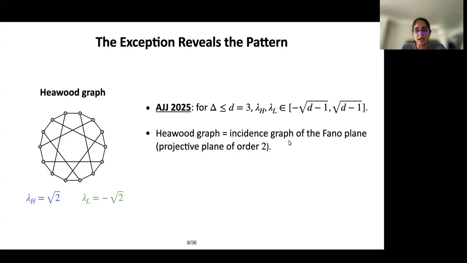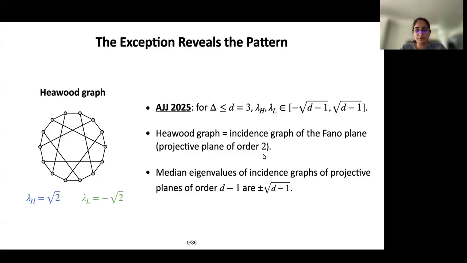Another thing I would like to point out is that this Heawood graph actually sits in a family of graphs called the incidence graphs of projective planes, and the Heawood graph is the incidence graph of the Fano plane, which is a projective plane of order 2. In general, this family of graphs is relevant to us because all the median eigenvalues of incidence graphs of projective planes of order d minus 1 are exactly plus or minus square root of d minus 1. So every time you pick a d, you will find an incidence graph of a projective plane whose median eigenvalues are equal to square root of d minus 1.